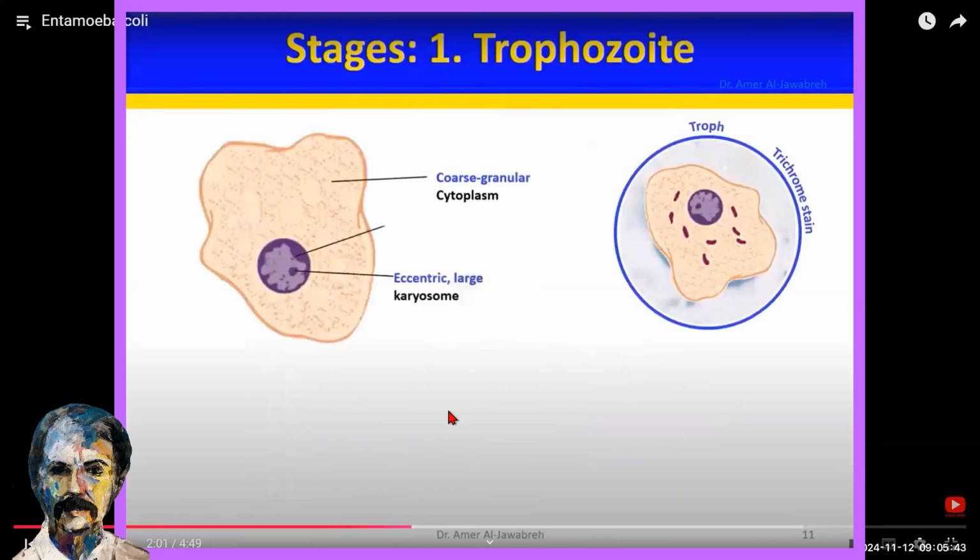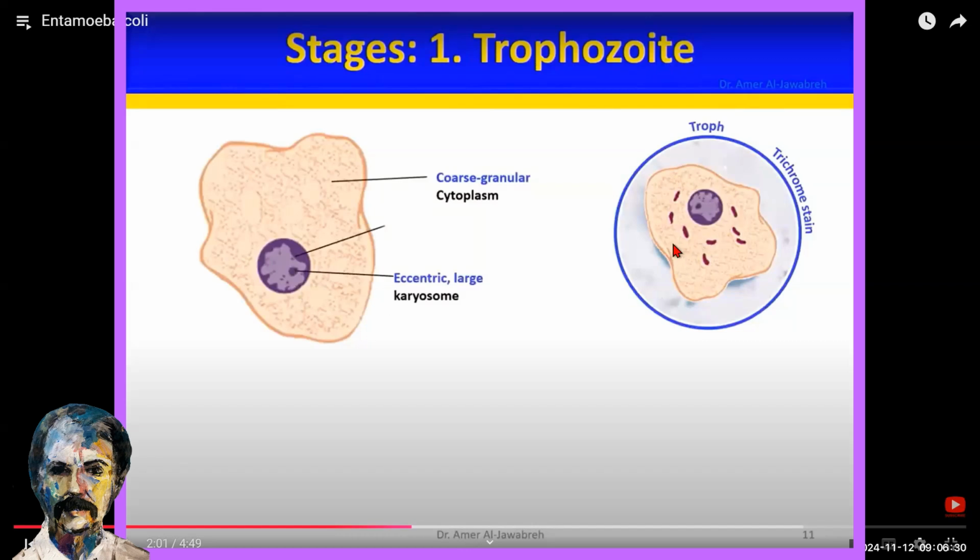This is the trophozoite. As you see here, the karyosome, is it in the middle? No, it's on the side. It's not centric, it's eccentric on one side of the nucleus. And the chromatin, if you look here, there is a high amount of chromatin on this side, and a low amount on this side. So the chromatin is not evenly distributed. Karyosome eccentric, not centric, and chromatin unevenly distributed, as opposed to the previous two, hartmanni and histolytica.